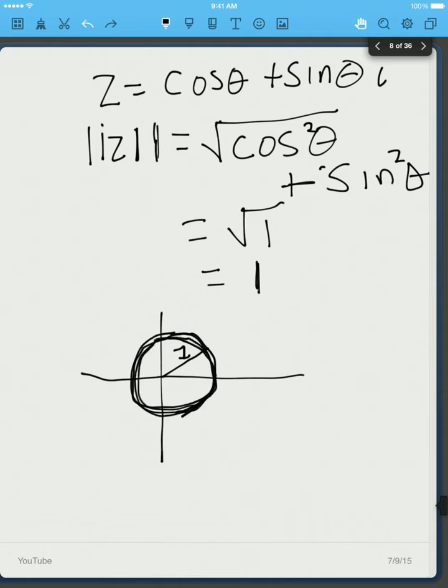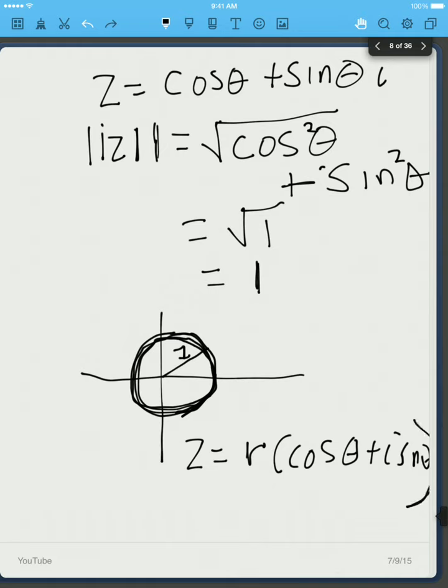If you wanted a more arbitrary circle with arbitrary radius, then you can write z equals the radius you want, r, times cosine theta plus i sine theta. With this, you'll get families of complex numbers that exist on some circle with radius r.